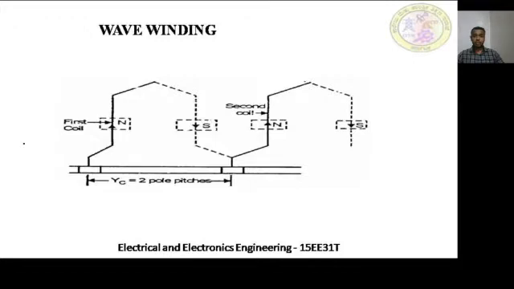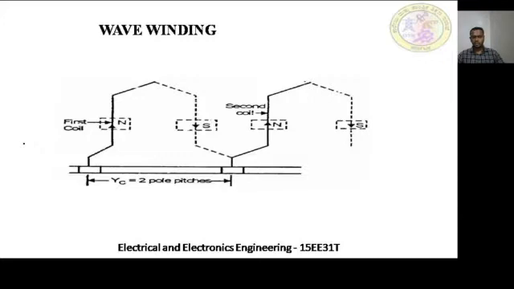Hence, we call this wave winding. It's moving in the shape of a wave, in the forward direction. It's never coming back. You see over there, no? It's moving in the forward direction. Hence, the name is so called as wave winding.